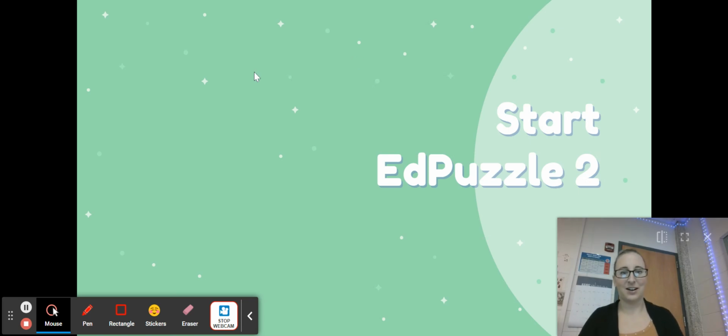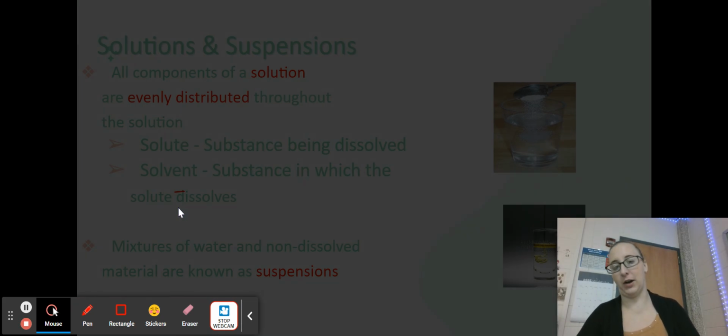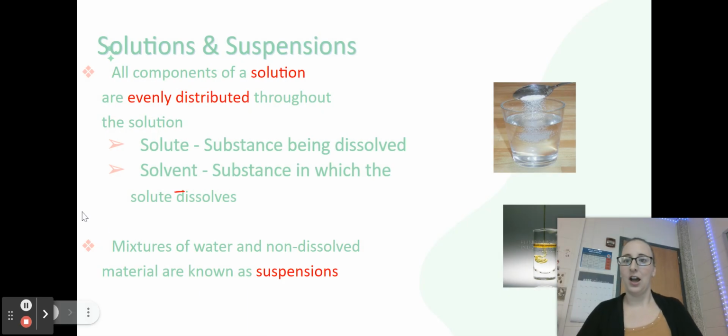Okay, group. So this is our second ed puzzle for Unit 4, which is biochemistry and macromolecules. So let's go ahead and jump into it. It's going to be a pretty short ed puzzle today. All right, so kind of keeping up with our intro to chemistry terminology that we really need to know, especially for the biochem portion of this unit.